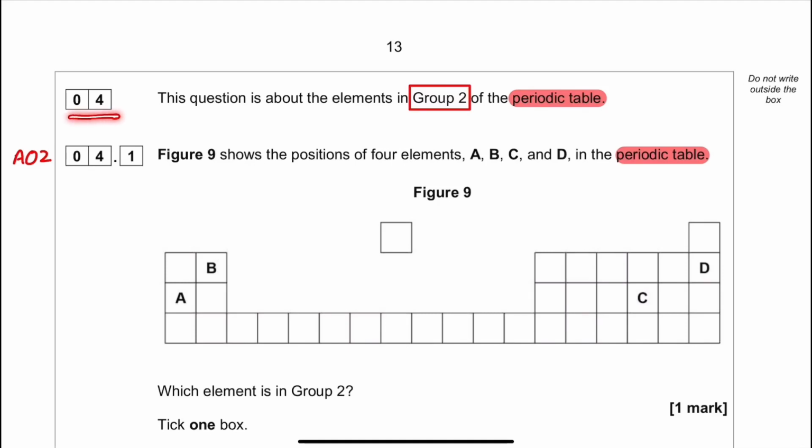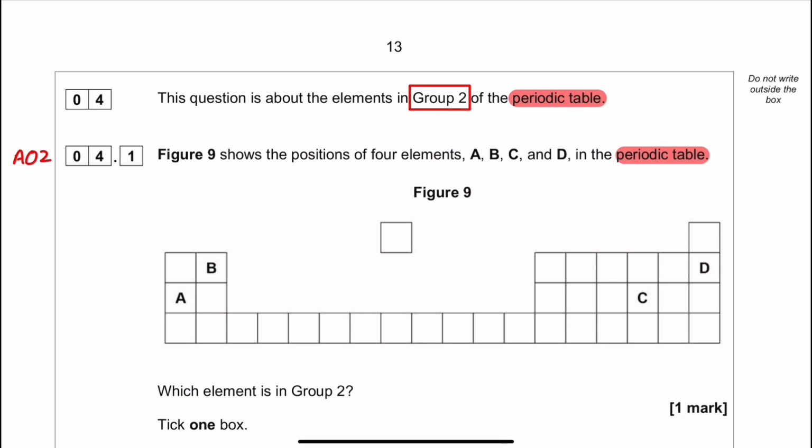Question number 4. The question is about the elements in group 2 of the periodic table. Students can use a periodic table, which is provided to them in the exam. 4.1 is an AO2 question. Students need to apply their knowledge to answer this question.